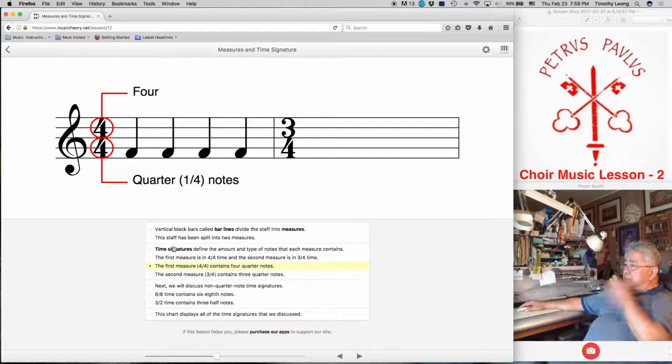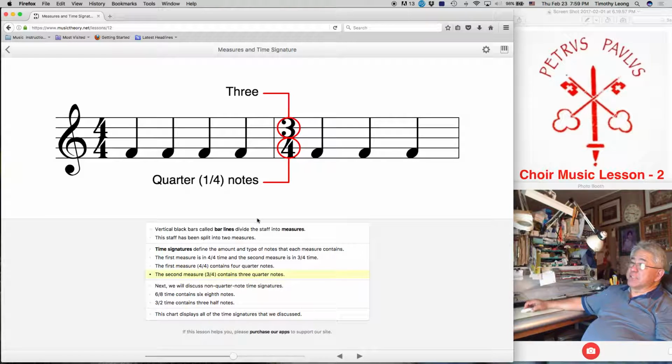See that? 4 quarter notes. That's a dollar. That's a dollar's worth of notes, okay? Second measure, you got 3, so what's that like? It's like the 75 cents, right? Right there. 3 quarters. All right, think of it that way.